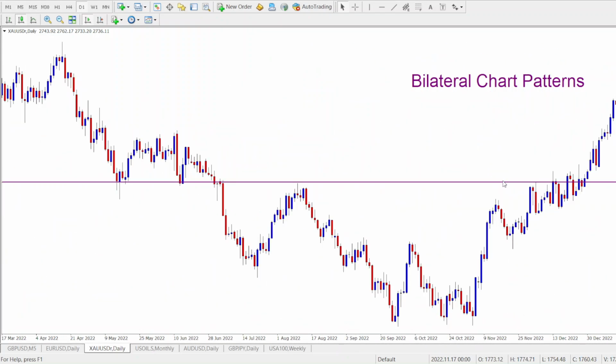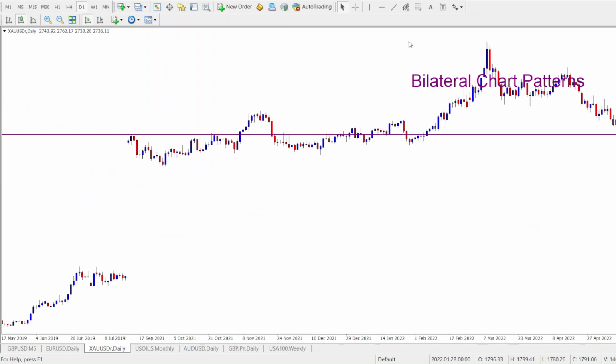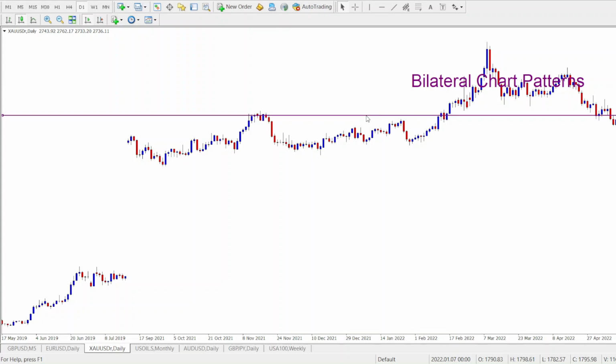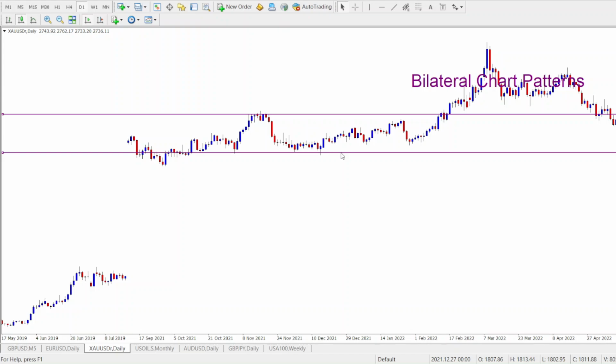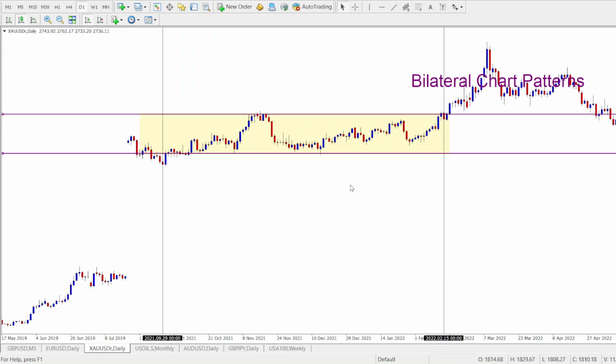Let's just see if we can find any other bilateral pattern real quick. We can see we have a rectangular pattern around here, right? Let me just insert a rectangle. You can see price was consolidating within this zone, let's just say from around here to here. We can see we had another bilateral chart pattern here.